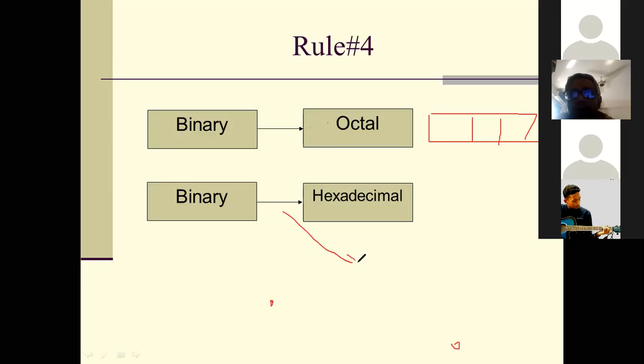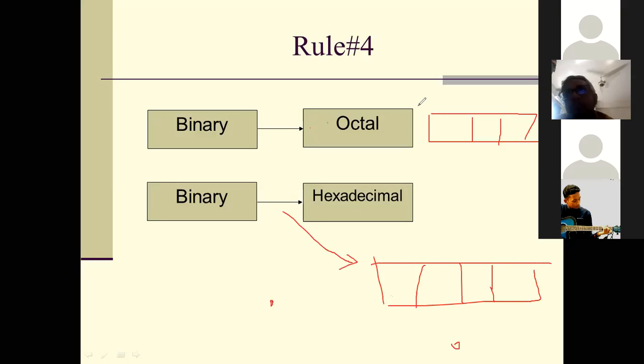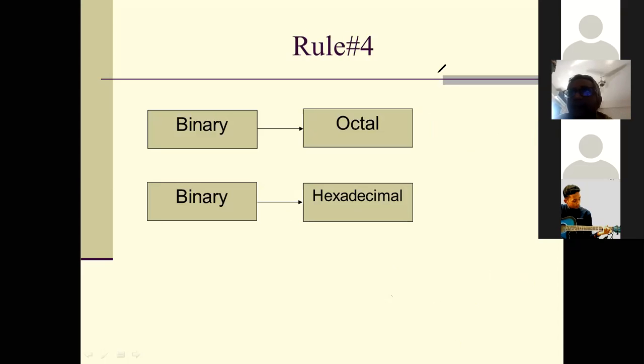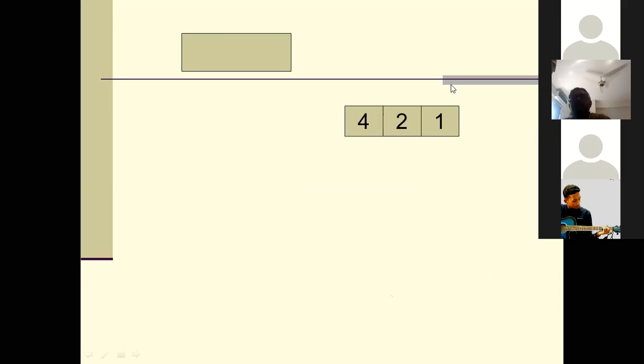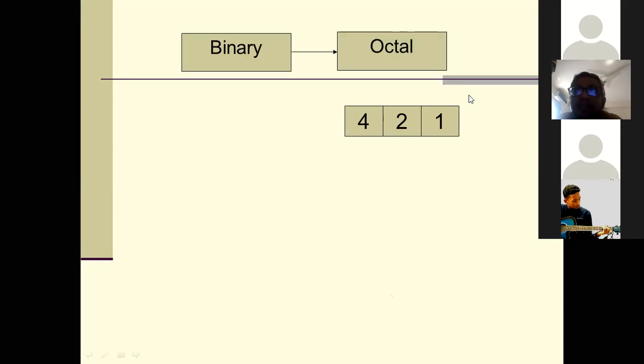What about binary to hexa? How many bit do you need for hexa to binary or binary to hexa relationship? 4 bit. So we already know the relationship between binary to octal and binary to hexa. Now I am converting a binary number into an octal number, so I need a 3 bit box. For example, 11101, write down the example.